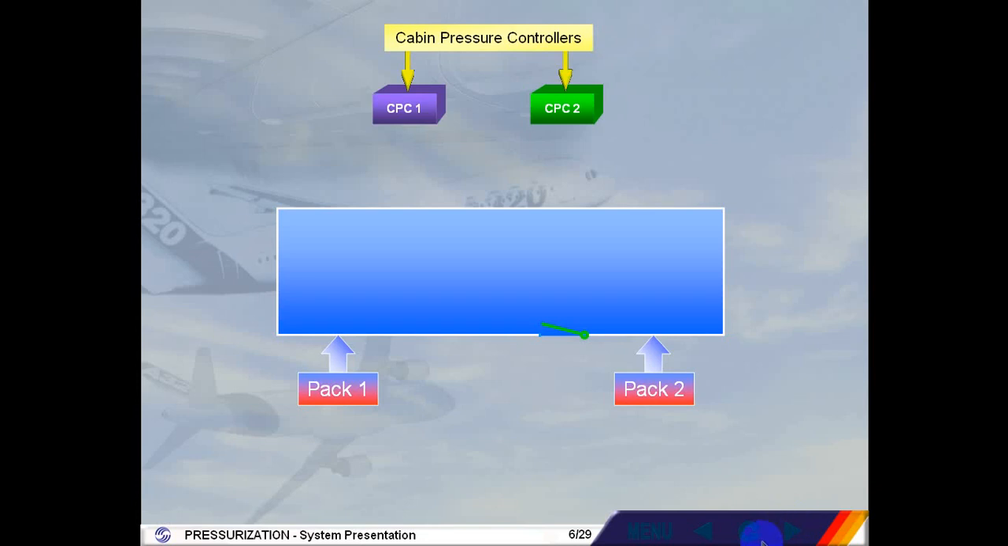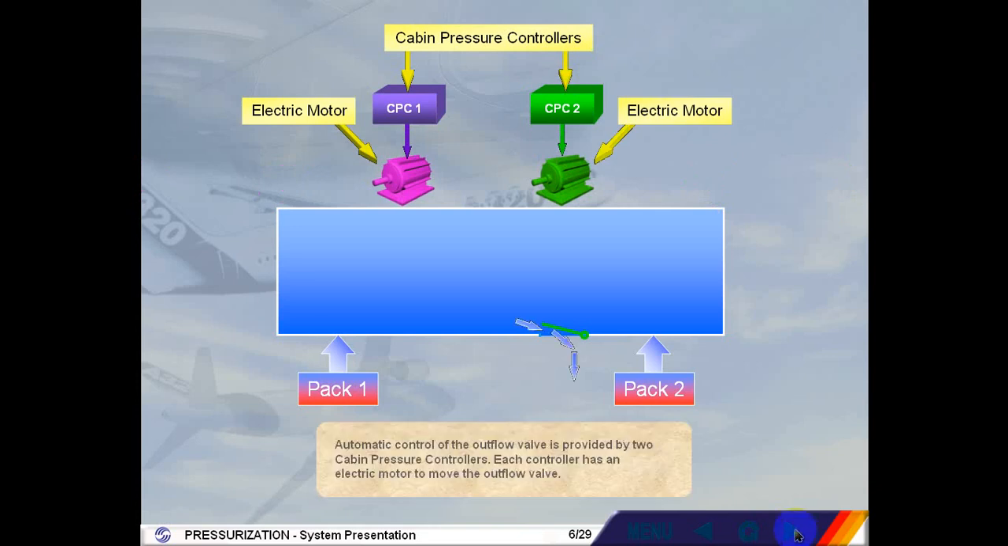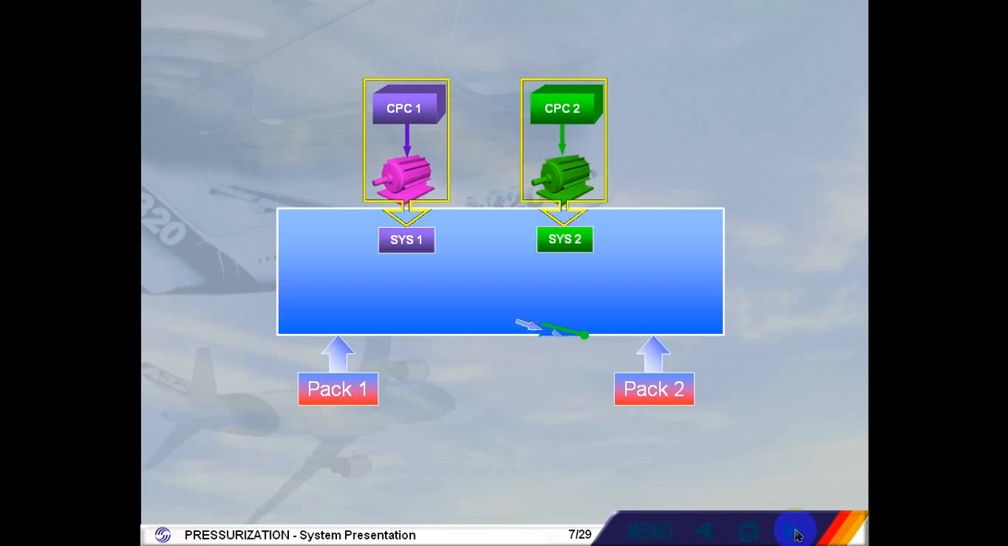Automatic control of the outflow valve is provided by two cabin pressure controllers. Each controller has an electric motor to move the outflow valve. A controller-motor combination is known as a system. Only one system will operate at any one time, with the other system acting as backup.